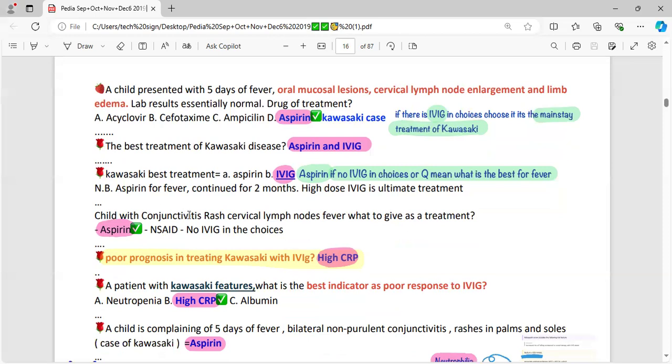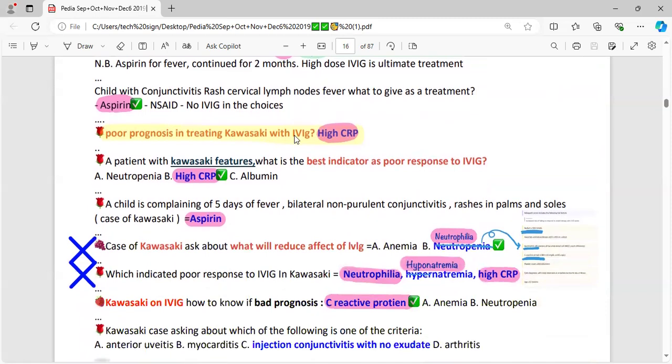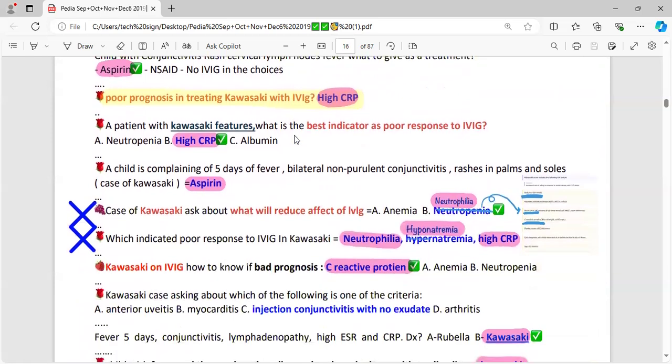Child with conjunctivitis, rash, lymph nodes, what to give? Again, a case of Kawasaki disease, you would give aspirin. If IV immunoglobulin is in the option, go with immunoglobulin. What is the poor prognostic sign in Kawasaki disease? Already the patient is given IV immunoglobulin. If CRP is high, CRP is always showing that there is massive inflammation inside the body. It would show the poor prognosis.